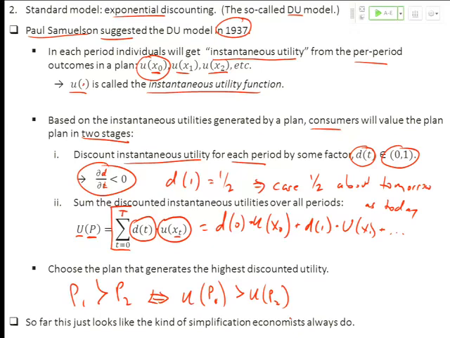There are all kinds of other simplifications built into this that we tend not to pay very much attention to, and behavioral economists pay attention to all of them. We're going to focus almost exclusively on one subset of simplification, which is the assumptions made about this discounting function, this thing right here.